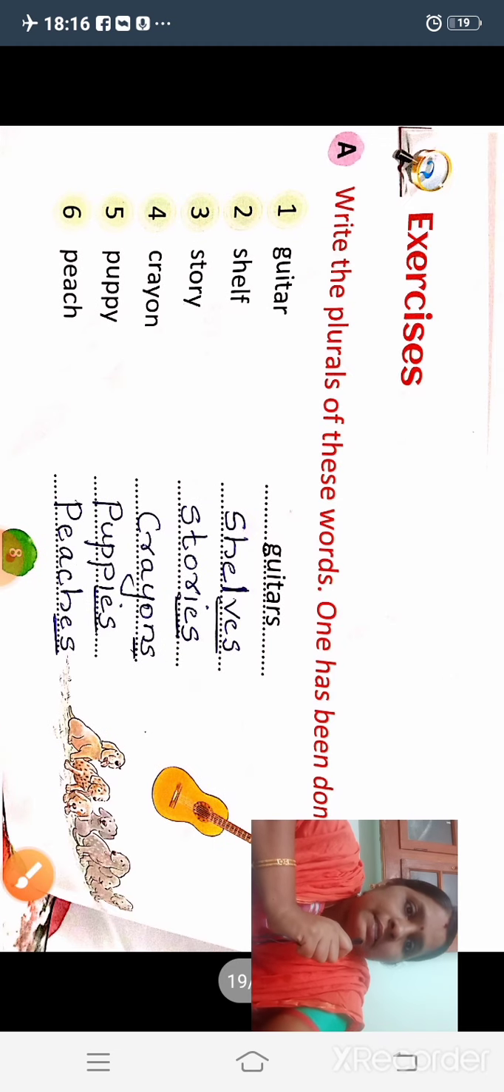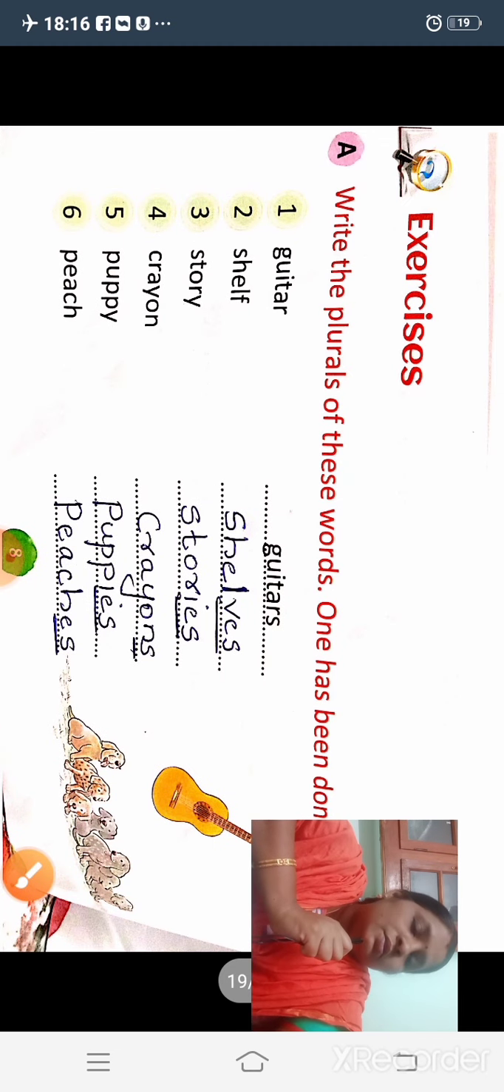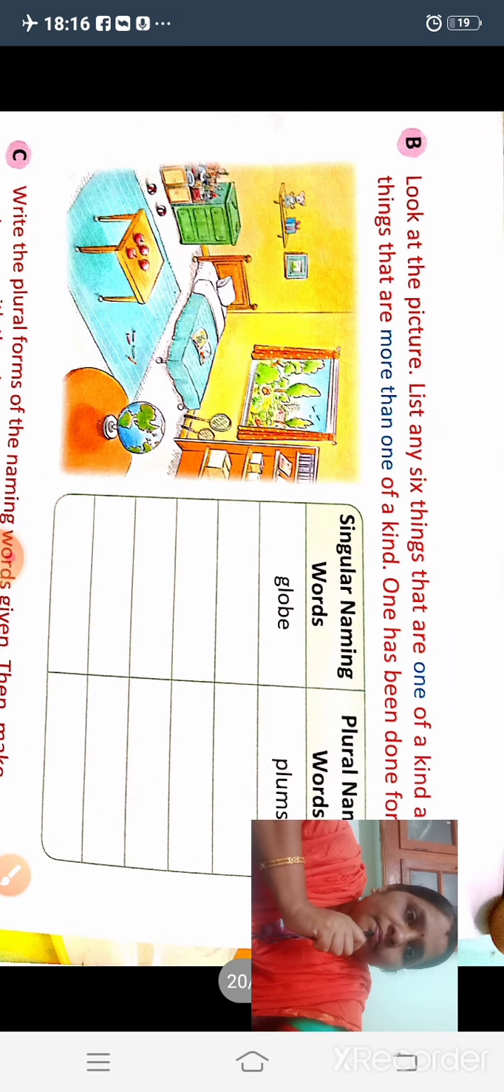I have written all the answers here. So you can make use of this page for copying it into your grammar note. Okay. So shall we move on to exercise B?